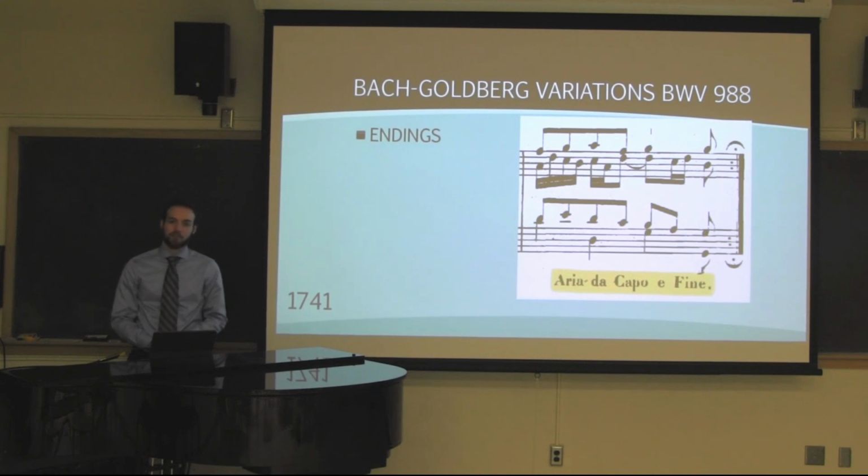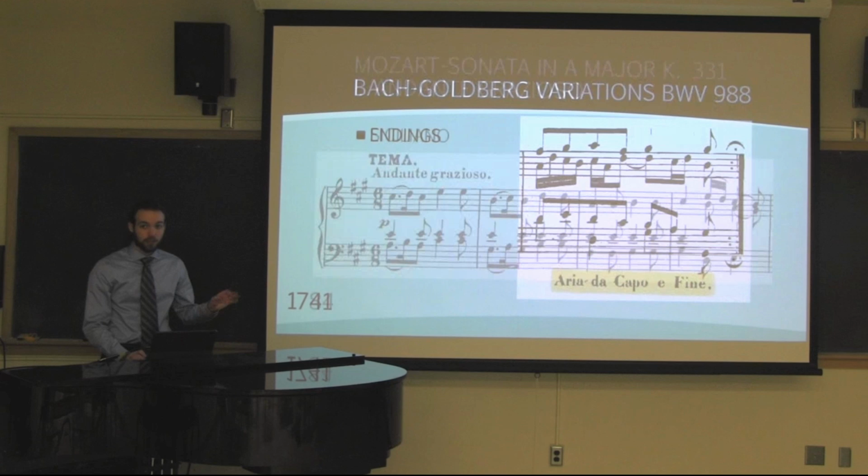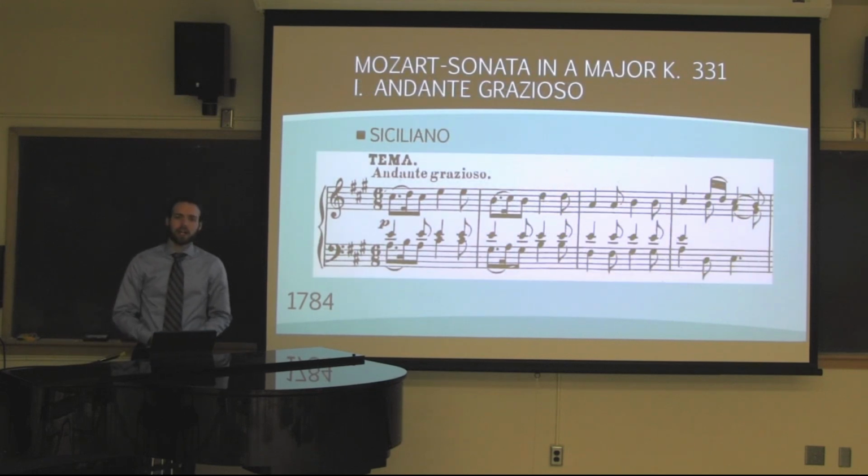This is common with theme and variations. You'll see composers try to figure out how to end their pieces when, after so many variations, the thematic material is so far removed from the listener's ear. One example is Bach's technique of literally playing the aria theme one more time at the very end of the piece. And we'll see how other composers choose to end theme and variations, because there's a couple different methods.